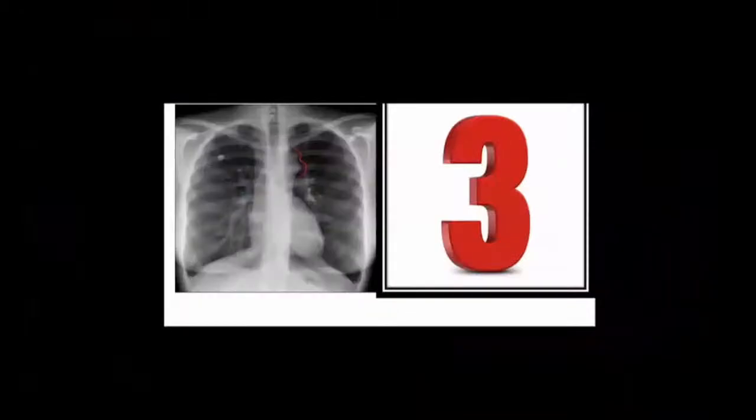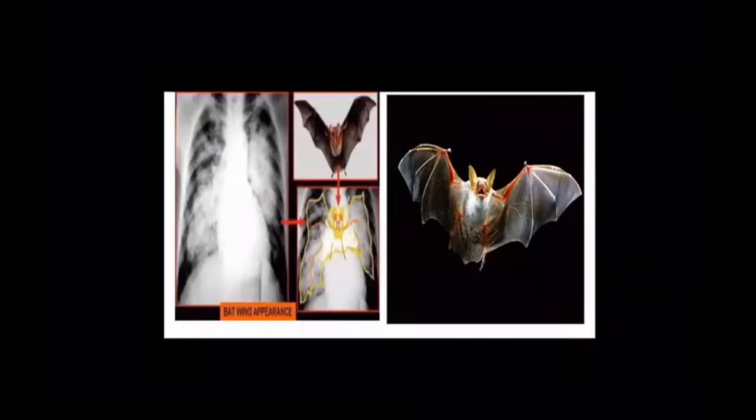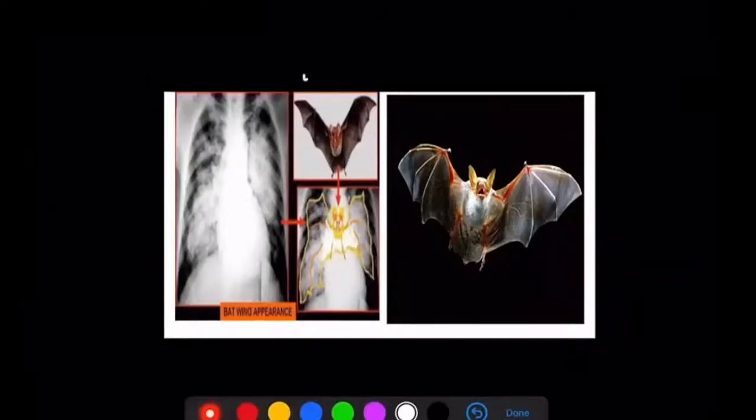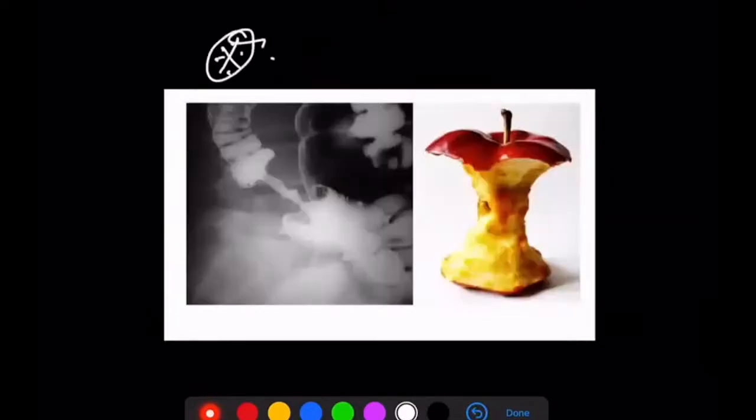This is the 3 sign. Pulmonary edema. Very good. Bat wing appearance, bilateral. This radiograph shows a symmetrical diffuse fuzzy shadowing of the pulmonary edema, giving us the bat wing appearance. So this is pulmonary edema, bat wing appearance. Very, very important image.